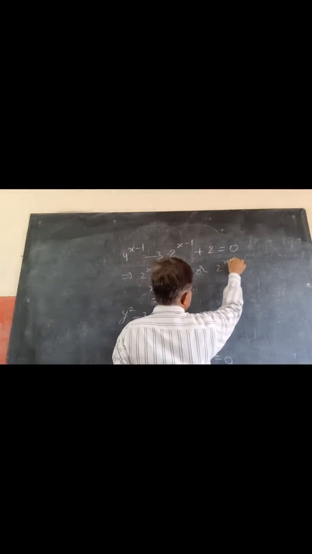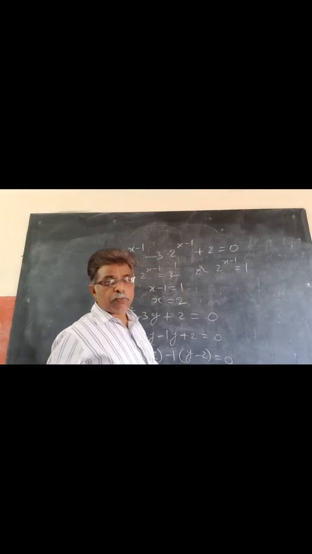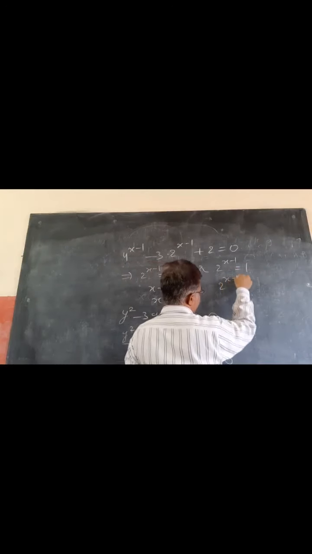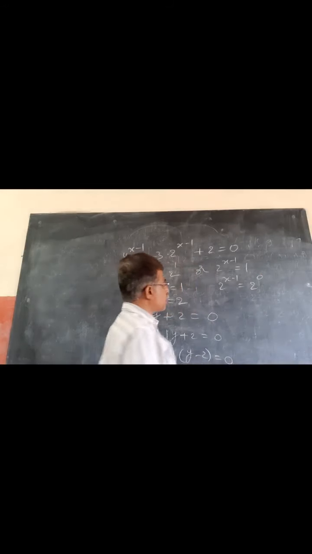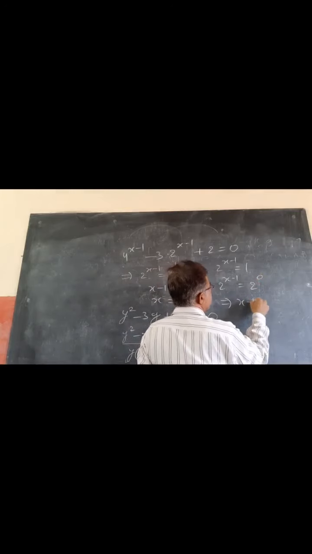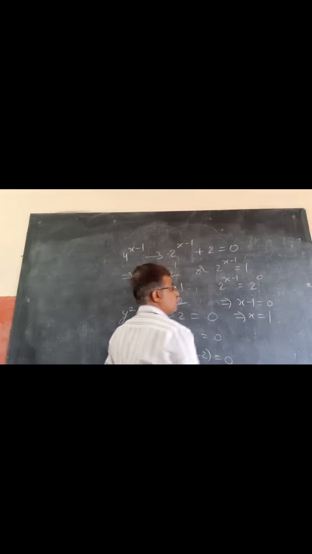That is 2 power x minus 1 equal to 1. This 1 I need to write as 2 power something. So I can write it as 2 power 0. So 2 power x minus 1 equal to 2 power 0. Now the base is equal, so the powers must be equal. This implies x minus 1 equal to 0, which implies x equal to 1.